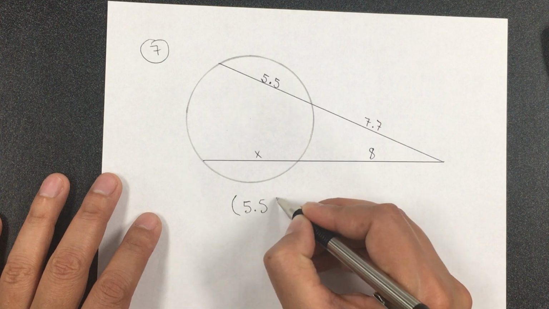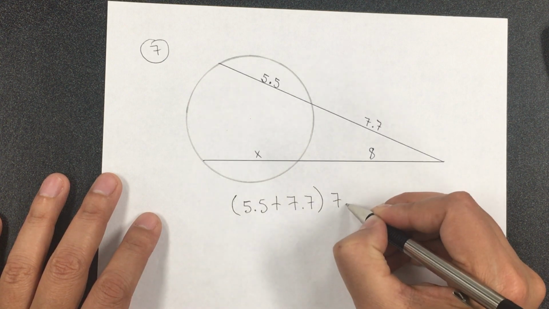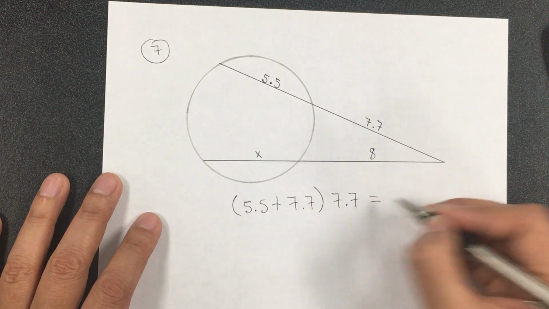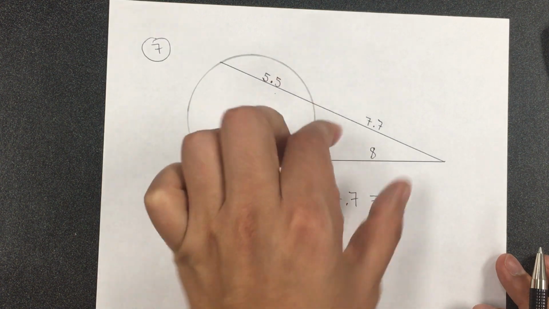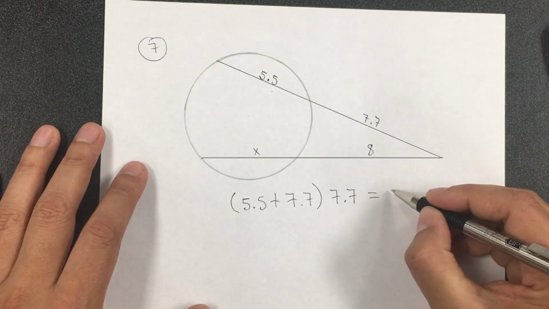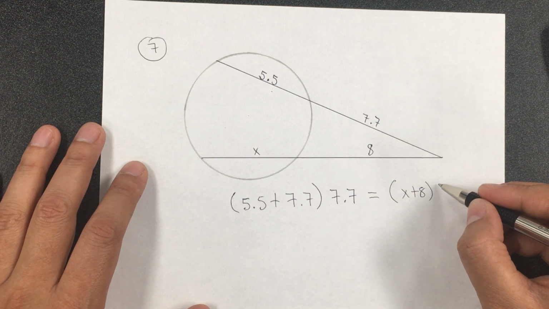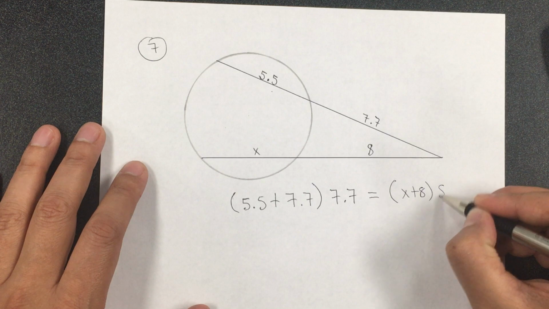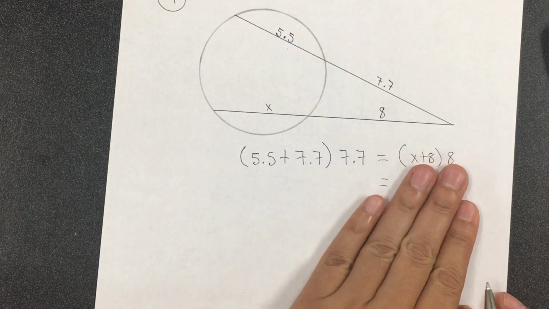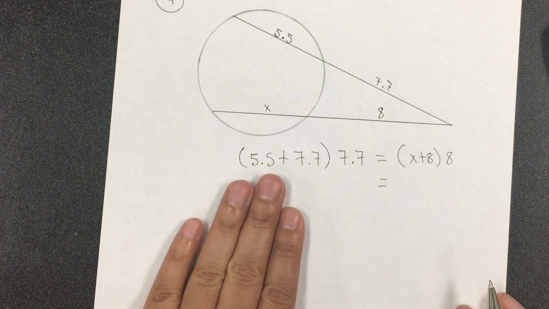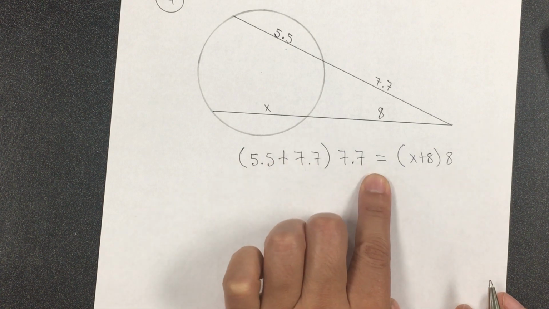So it's 5.5 plus 7.7 times 7.7 equal, remember we're adding those two and then multiplying the addition by whatever is outside. The other one is x plus 8 times whatever is outside, which is 8. In here, I think I want to do distributive property on one side and PEMDAS on the other. So I'm going to add first, and the answer, I'm going to multiply by that.